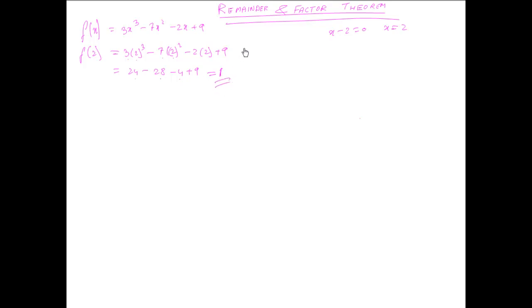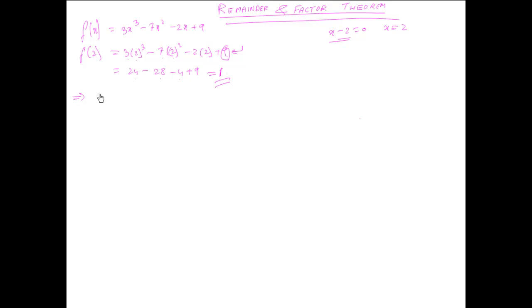But children, if this were 8 by any chance, then the value would come out to be 0 over here, because this would have been 32 minus 32, which is 0. And if it was 0, then x minus 2 would have been a factor of this expression, children. So now let's apply that.